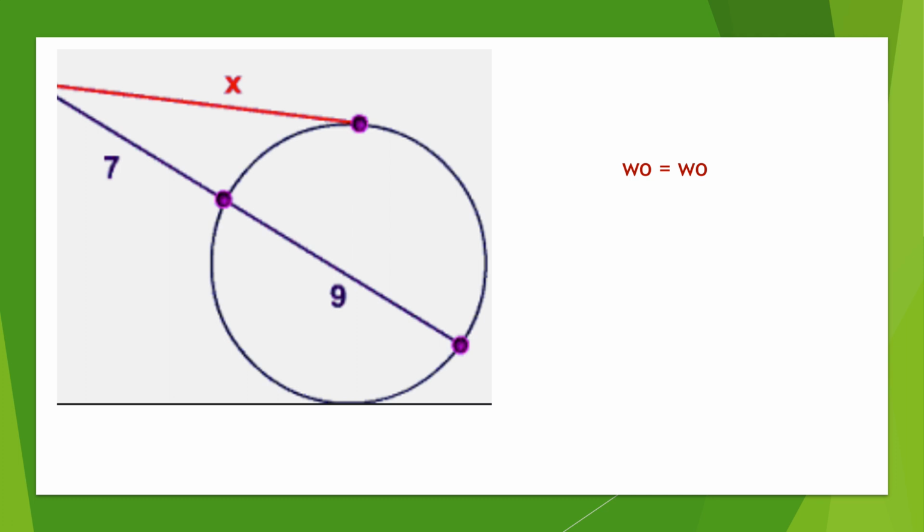All right. So whole times outside equals whole times outside. The whole thing, 16, times the outside piece, which is 7. The mistake I had made was putting a 9. That equals x times x. So 112, because 16 times 7 is 112, is equal to x squared. x is the square root of 112. A lot of times they'll say that'll be the choice. That's the answer, and that's fine. But sometimes they'll round it to the nearest tenth. Putting it in the calculator, it'll tell you 10.6. Okay?